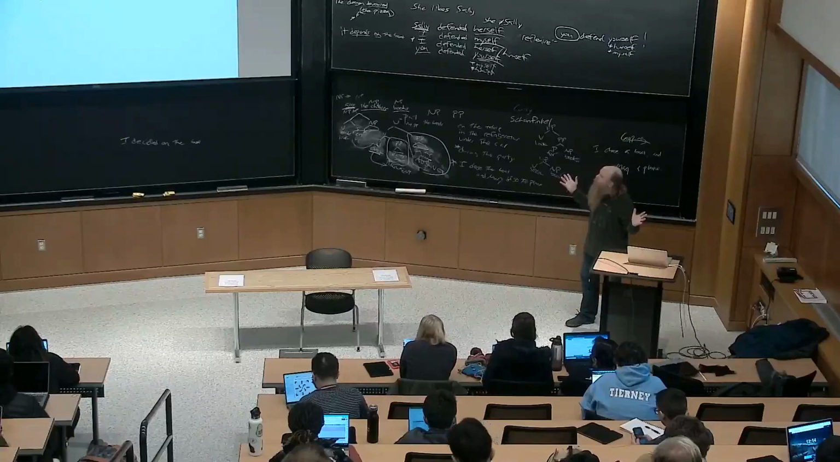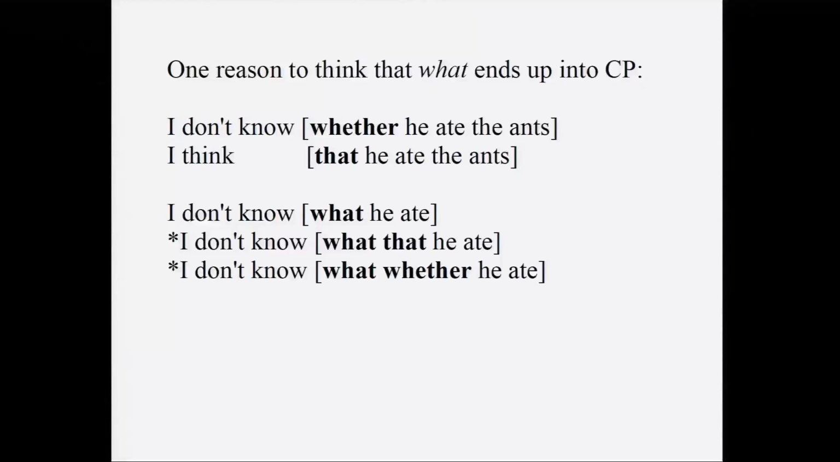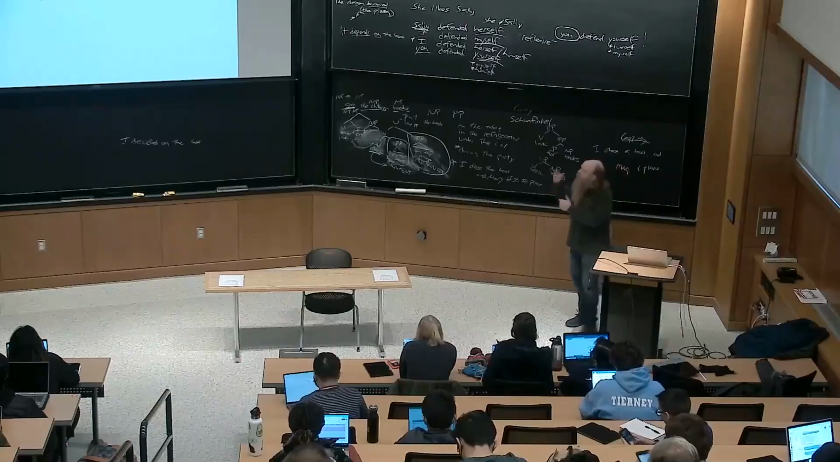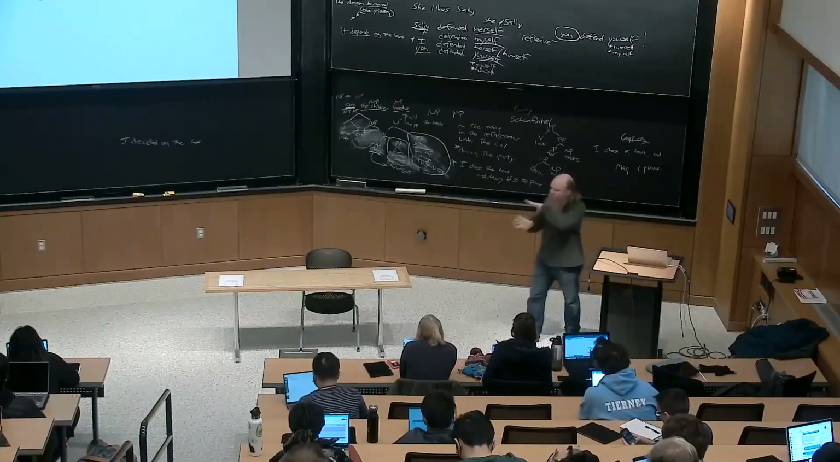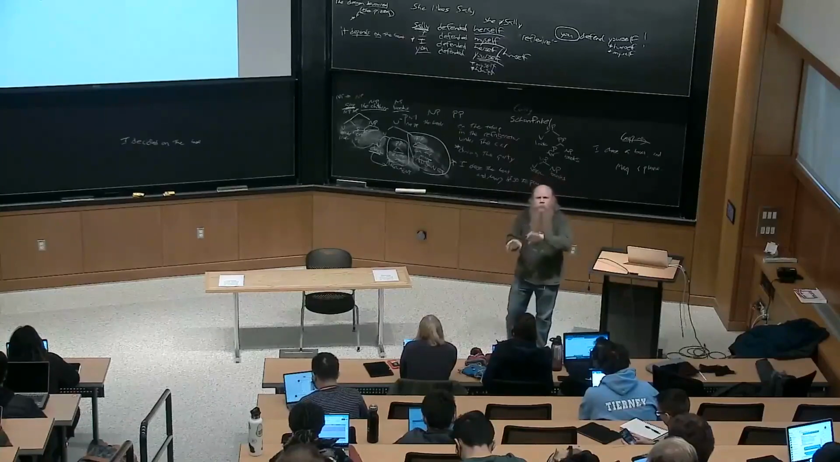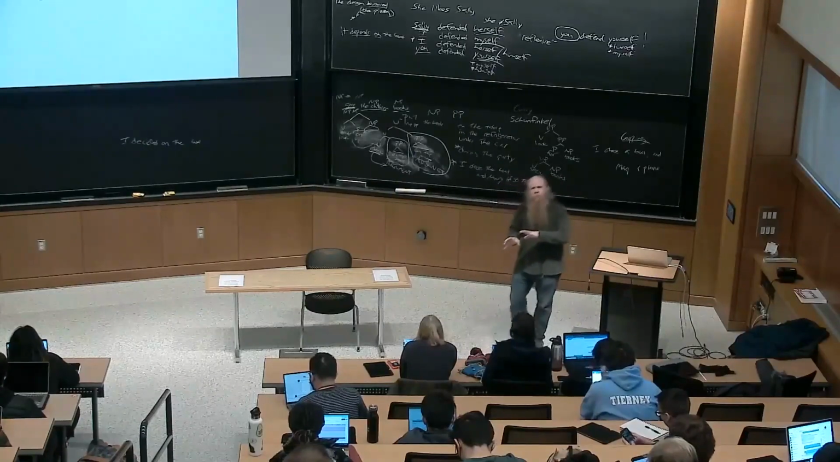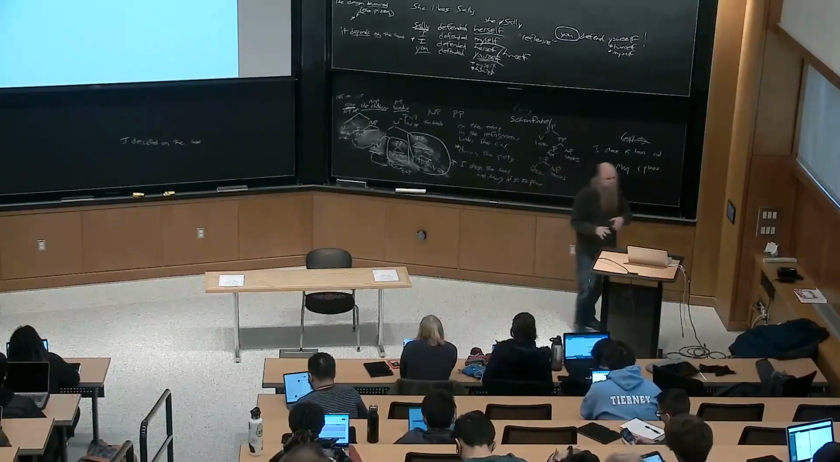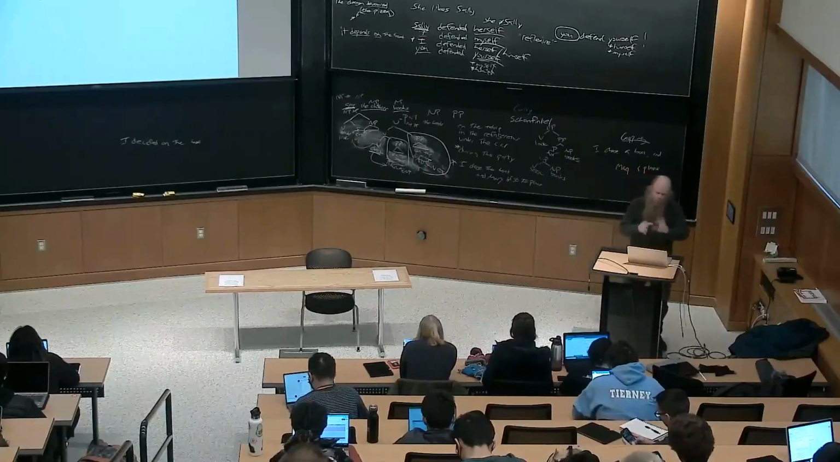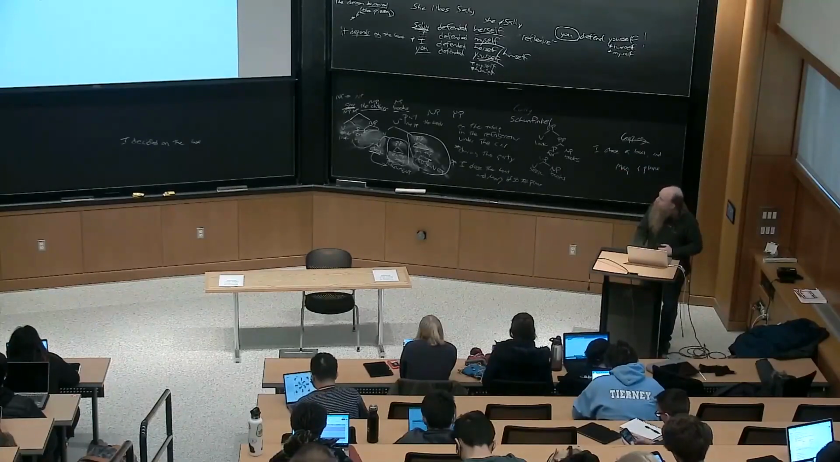So you can say, I know that he ate the ants. You can say, I know whether he ate the ants. And you can say, I know what he ate. But you cannot say, I know what that he ate or what whether he ate. Right? So that and whether and what, they all seem to be sort of in the same slot there. They're in the CP somehow. We'll see. They're not quite in the same slot. But the idea that what ends up somewhere in CP, that seems to be part of what's going on here.